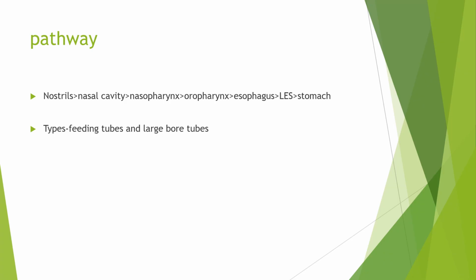Usually you can measure these things manually, or you make an assumption. You just measure the tube before insertion from the nostrils to around the ear. Then you shift to the lower sternum, where we think the stomach is found, and you mark that point and insert the tube. Then we have the types: feeding tubes and large bore tubes.